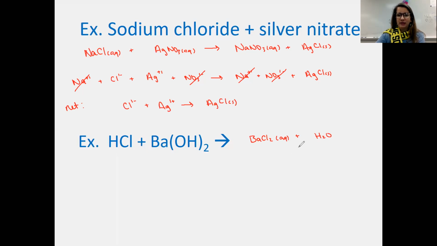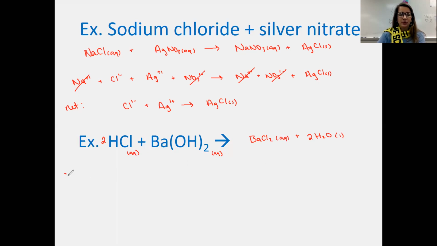So we do have to balance this. We have to have two waters here. We're going to have two hydrochloric acids up there, okay? So, oh, and these are aqueous. Acids are usually going to be aqueous unless we state otherwise, okay? And we know water, in this case, is going to be liquid.